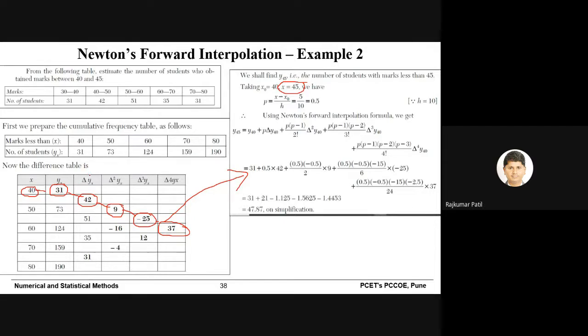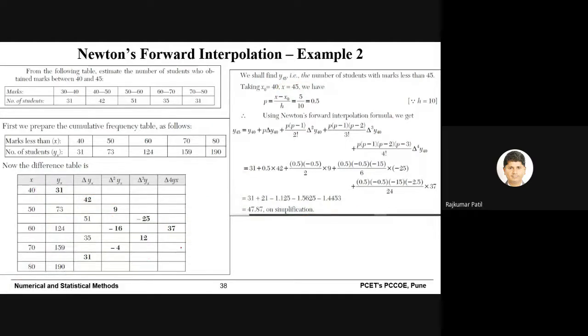You may ask one more question: 45 is also close to 50, so why didn't we go for 50? The answer is very simple. Newton's forward interpolation formula is very effective when the value of x is very close to the beginning set of values. So that's why instead of 50 we are taking 40, and upon simplification you got 47.87. So this is the answer.